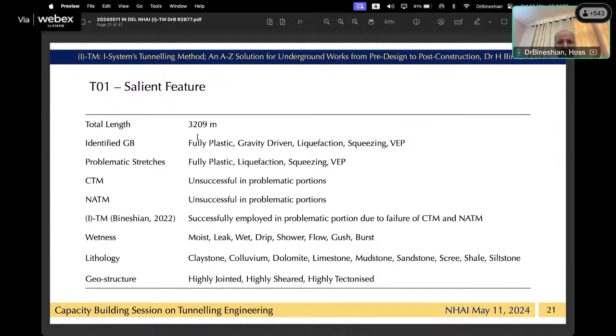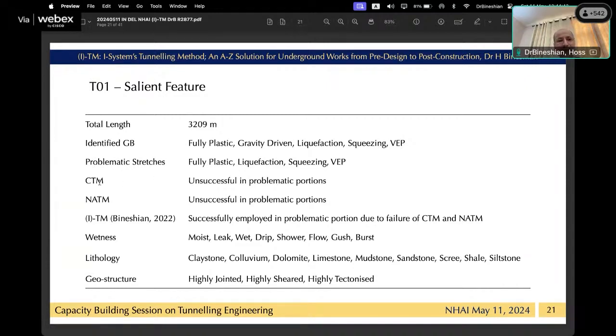Before iSystem was employed, NATM, RMR, and Q just identified gravity-driven failure and, better to say, squeezing. The problematic stretches are fully plastic, liquefaction, squeezing, and viscoelastoplastic. And you see that the reason this tunnel was not succeeding for 21 years was that the ground behavior was not identified properly. In the problematic stretches, they were not able to move for several decades, for 2 decades.